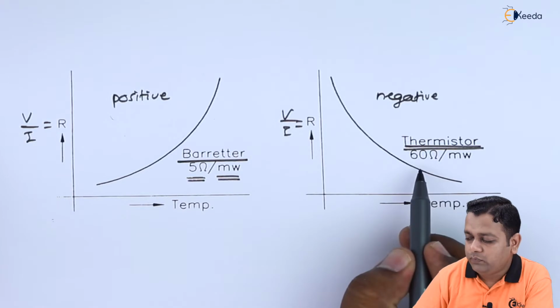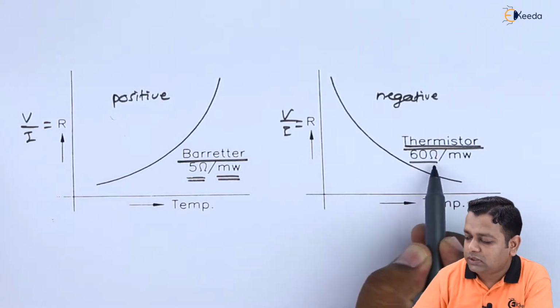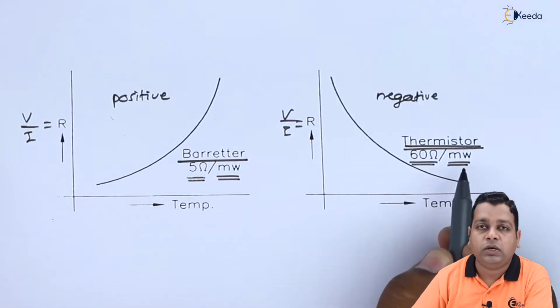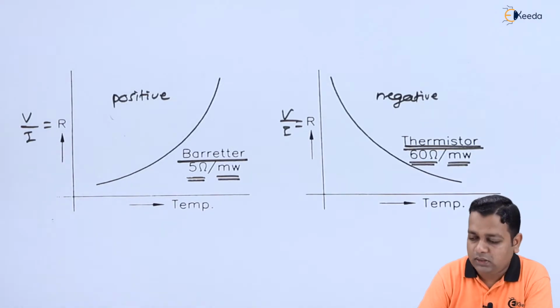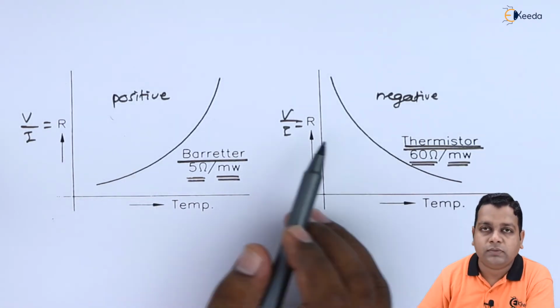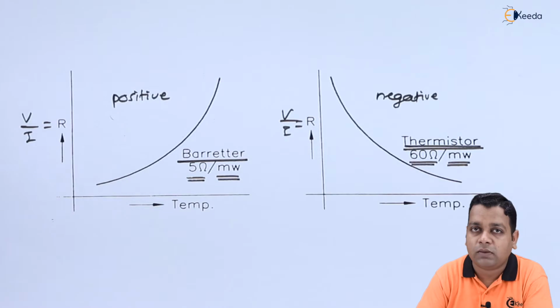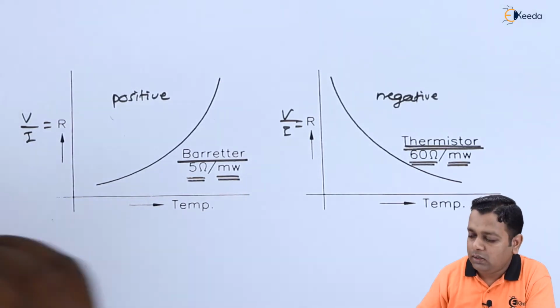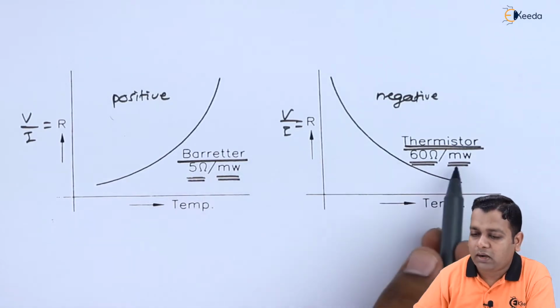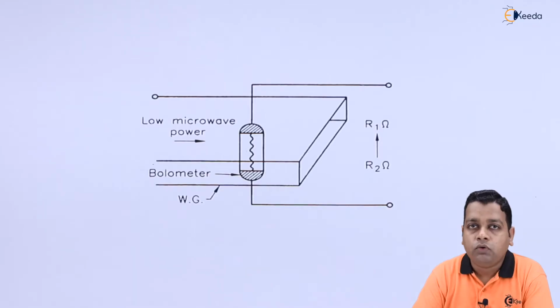So the thermistor here is represented for the 60 ohms per unit milliwatts of the power here. So these are both the types that are sensitive to the temperature value and they are collectively called the bolometer. The subtypes are the barretter and the thermistor here. So bolometer in general is a square law device as shown in the previous graphs. From the previous curvatures you can see the square law there.